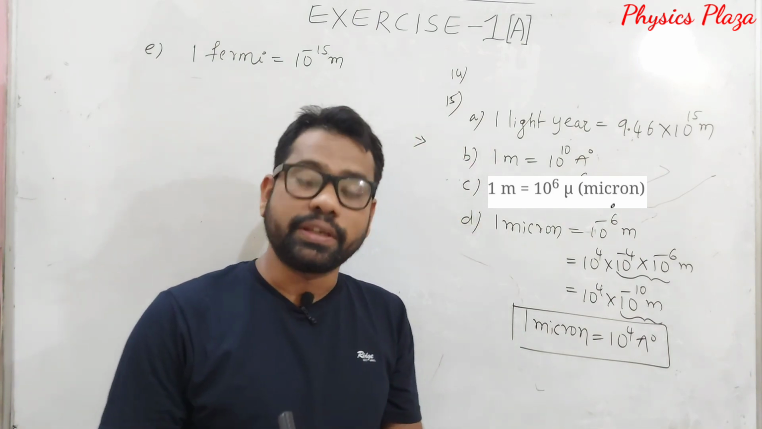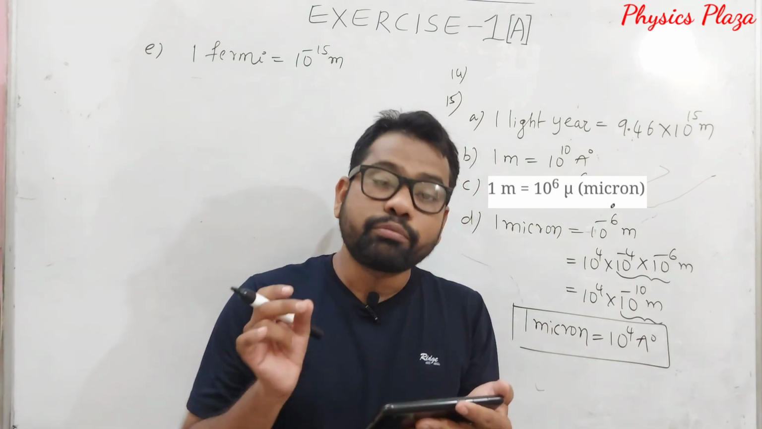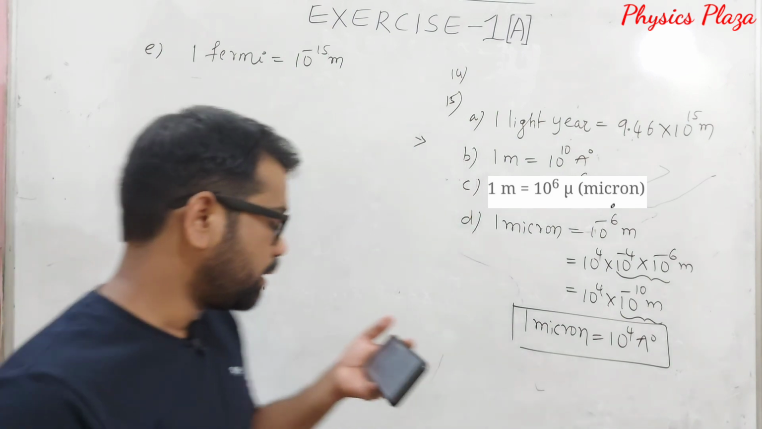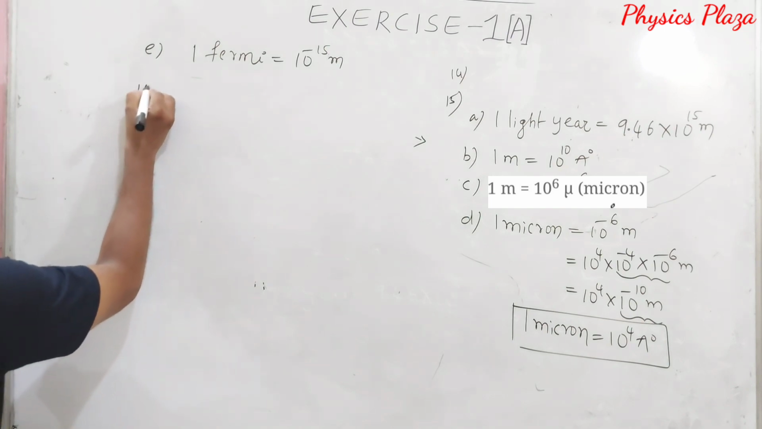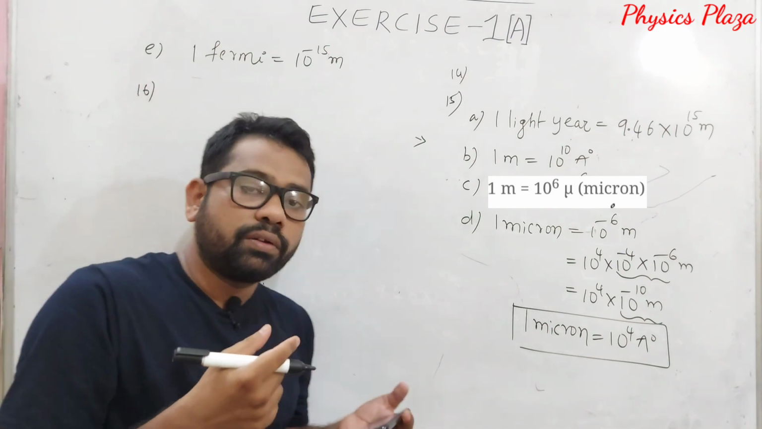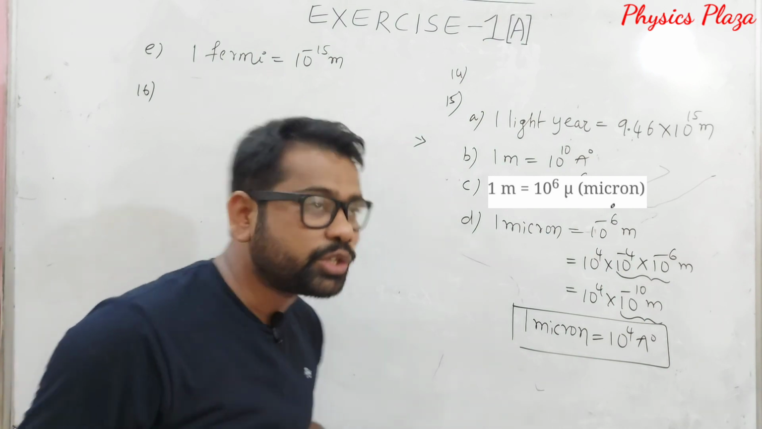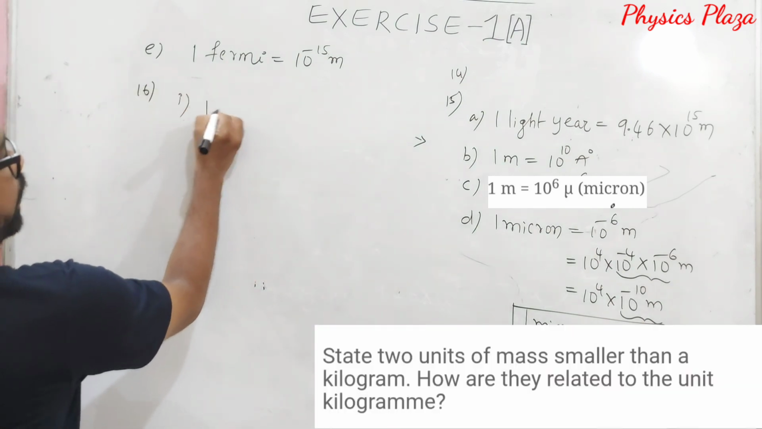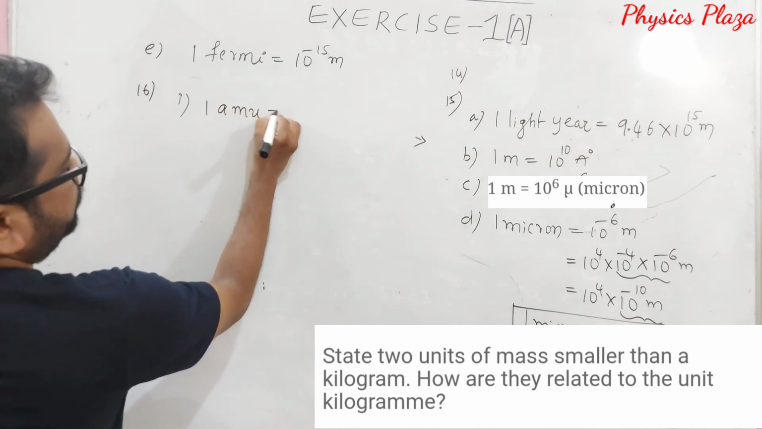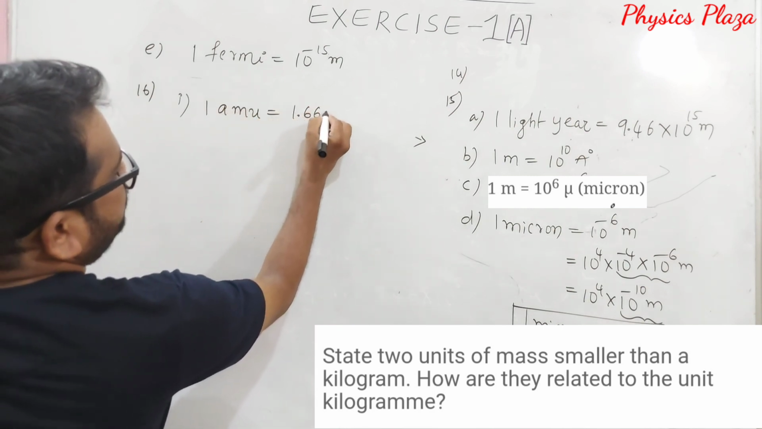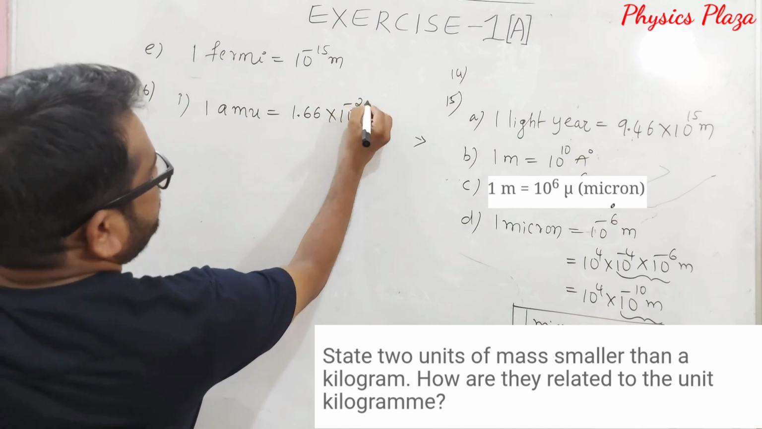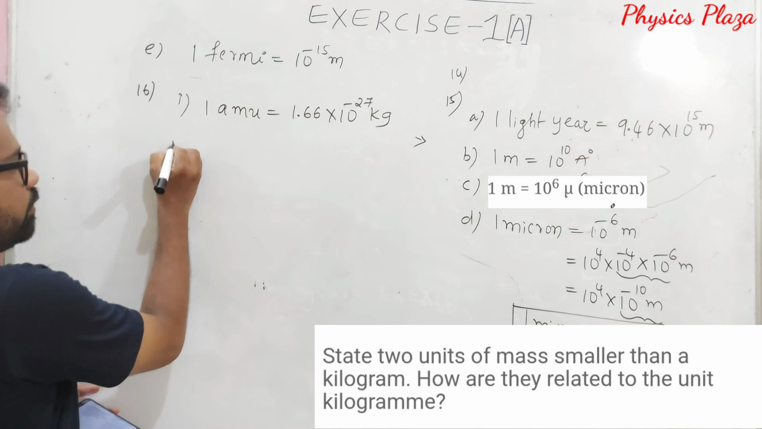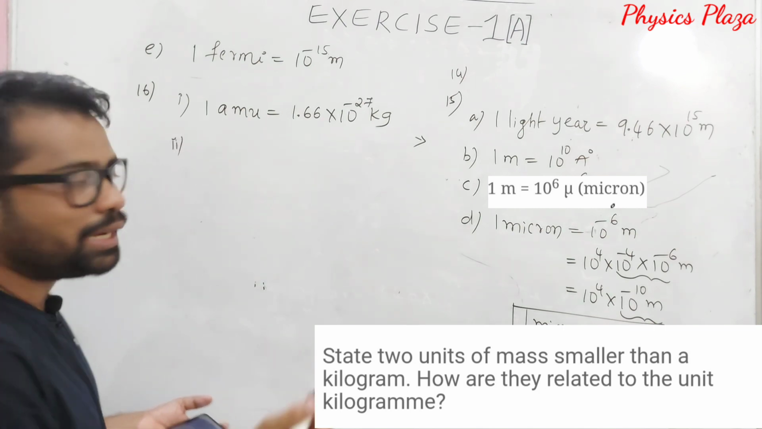Children, moving to question number 16. State 2 units of mass smaller than kilogram. How are they related to the kilogram? Smaller than the kg means you can take AMU. 1 AMU is equal to approximately 1.66 into 10 to the power of minus 27 kg. For the second one, let us take a milligram.